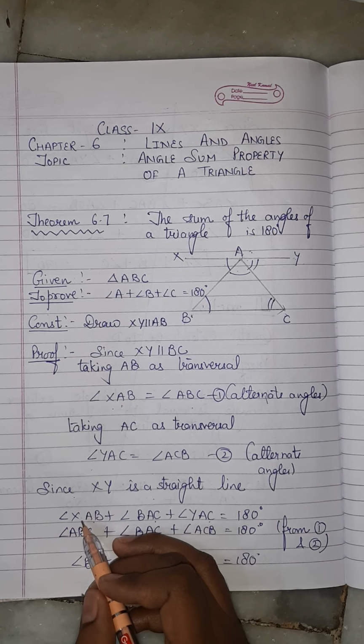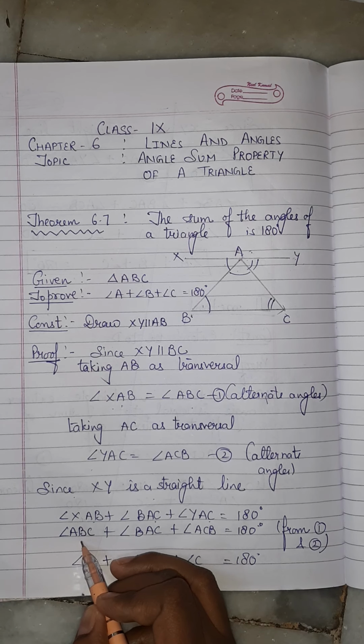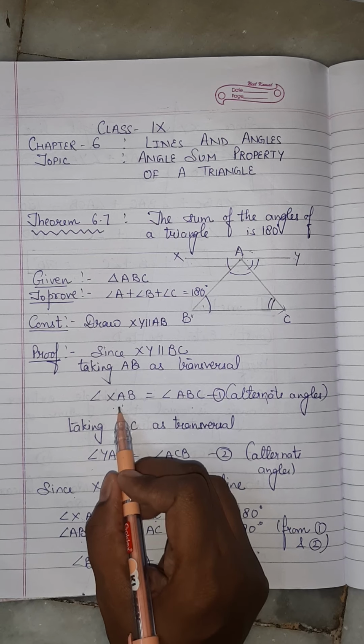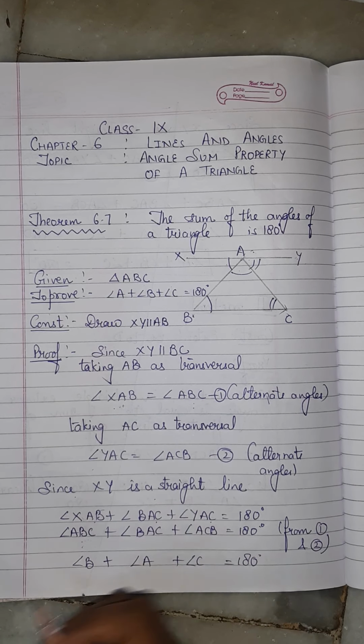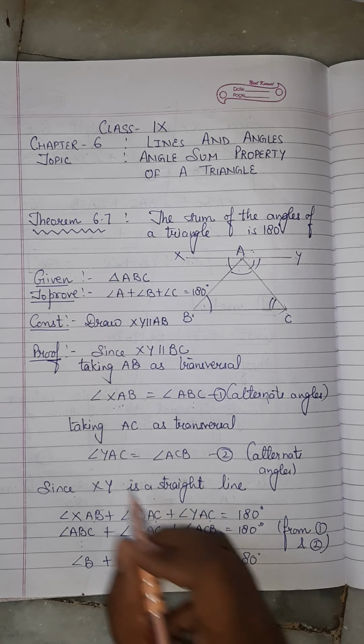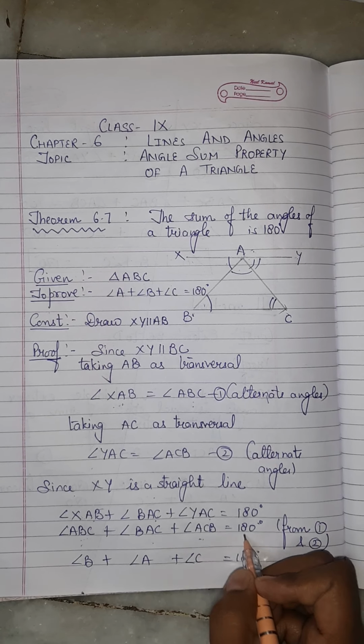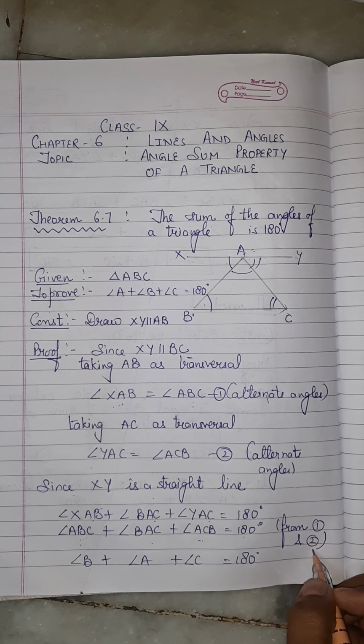In place of XAB I can write ABC, from equation number 1. That is what I have done, the replacement. Then BAC as it is, in place of YAC I can write ACB, is 180. From equation 1 and 2 I have written.